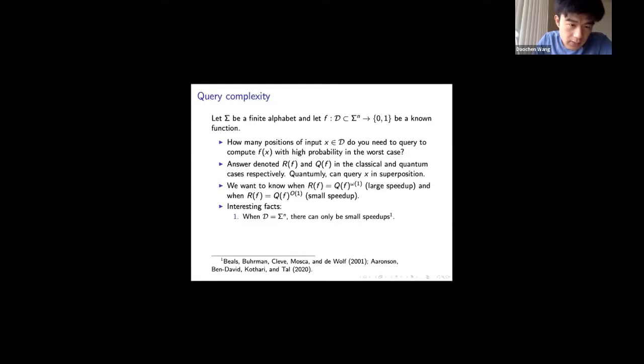So here are some interesting facts. The first one is when the domain is Σ^n, there can only be small speedups. On the other hand, large speedups do exist. That's why we're really interested in quantum computing. For example, in 1997, Simon exhibited an f with R(f) equal to square root of n, but Q(f) equal to log n.